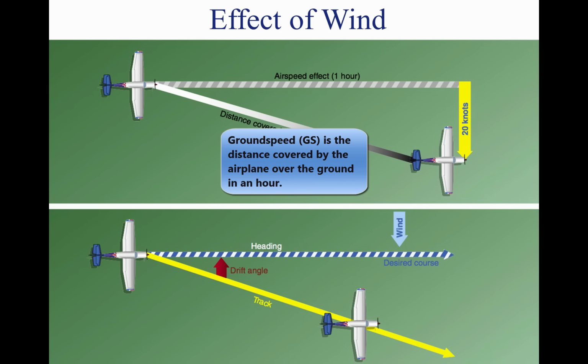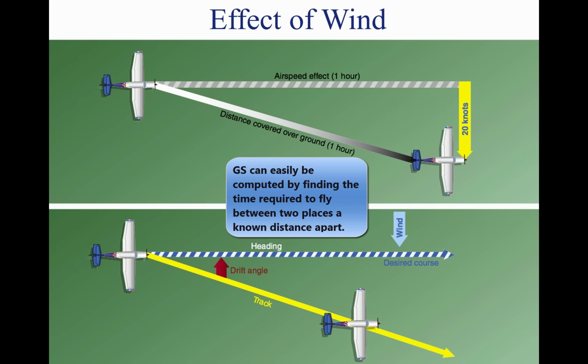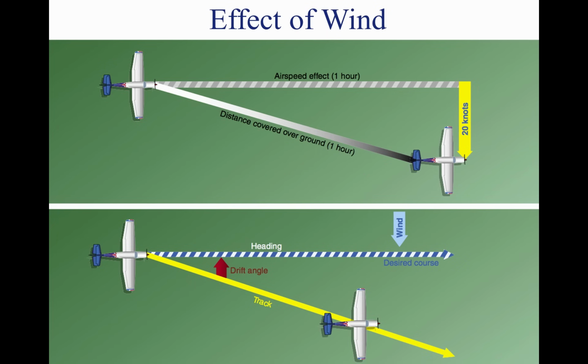GS can be measured as the distance from the point of departure to the position of the aircraft at the end of 1 hour. The GS can be computed by the time required to fly between 2 points a known distance apart. The direction in which the aircraft is pointing as it flies is heading. Its actual path over the ground, which is a combination of the motion of the aircraft and the motion of the air, is its track. The angle between the heading and the track is drift angle.